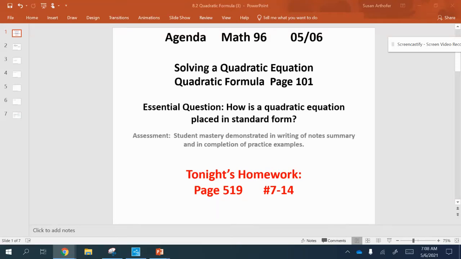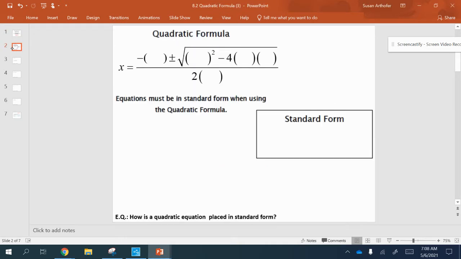Well, Math 96, we're going to do page 101 of your notebook today. Solve a quadratic equation with the quadratic formula. The essential question at the top of the page is, how is a quadratic equation placed into standard form? And tonight's homework will appear at the end of this video. On the last slide, it's textbook page 519, numbers 7 through 14.